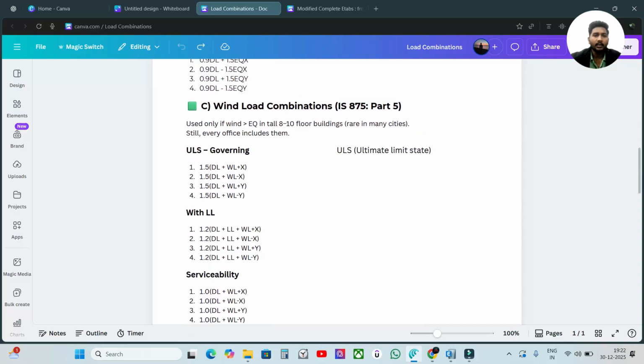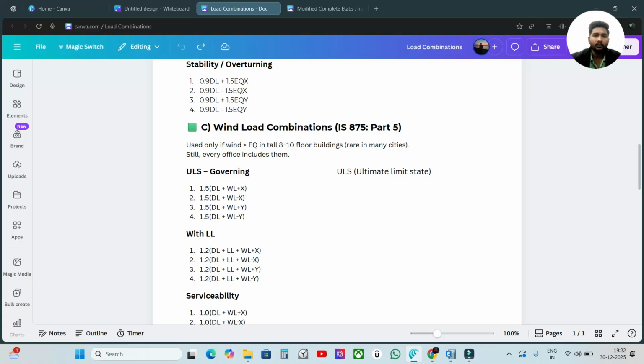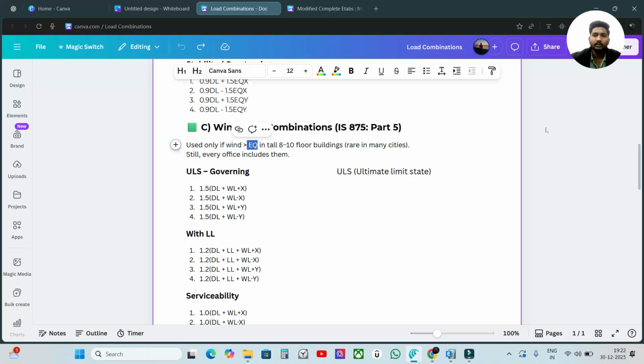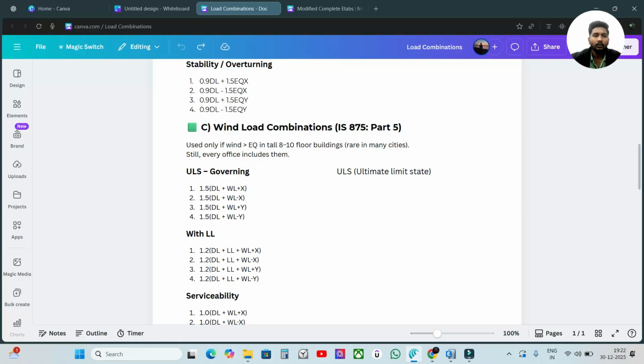Then the third part, that is the wind load combination as per IS 875 Part 5, used only if the wind is greater than earthquake. In tall 8 to 10 floor buildings it is rare in many cities, but still every office includes them. Means when we apply the earthquake load, this wind load is negligible. It is not that effective. But many tall buildings with 8 to 10 floors take this wind load also in the guidance.